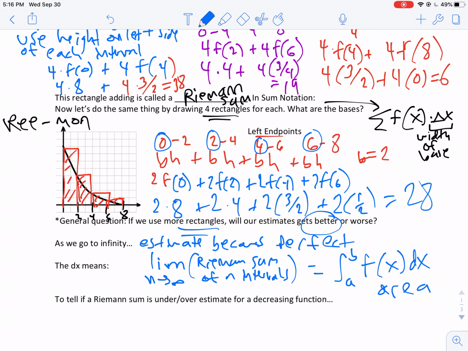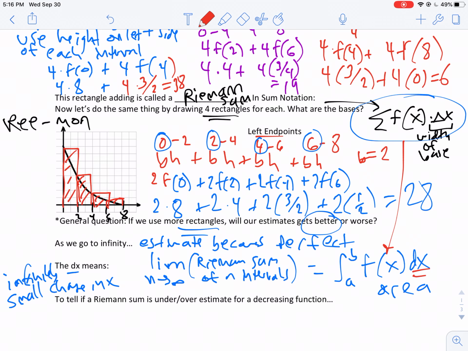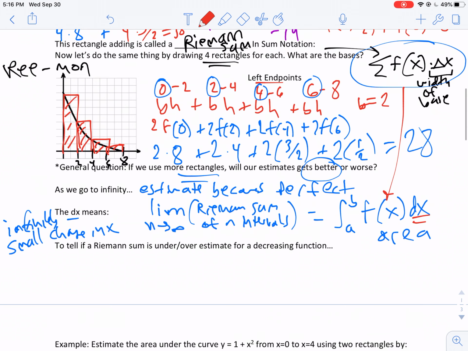So what a dx, when you see that dx in the integral, what it means is it is an infinitely small change in x. So you'll notice this idea, in the sum from f of x dx, when you take an infinite number of these sums, it turns into an integral with this infinitely small width. So that's not super important, but anyway, we'll talk about a couple other things.